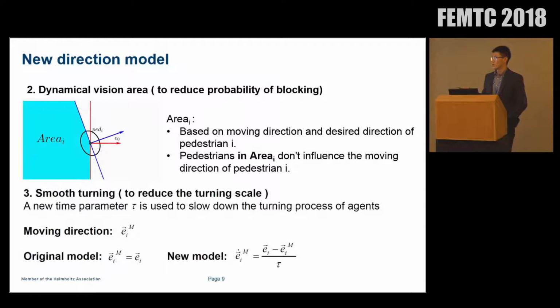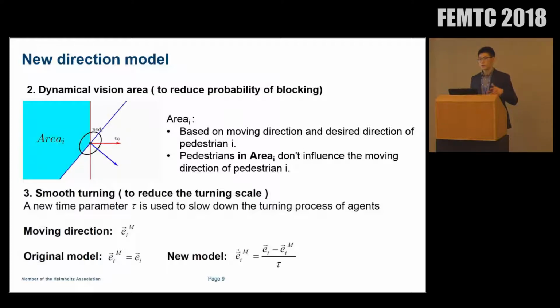And last, we introduce a new parameter tau in this model to reduce the turning scale of pedestrians. In the original model, after calculating the moving direction, the pedestrian will turn to this direction directly. So now we introduce a time parameter here to make pedestrians turn to this direction smoothly.